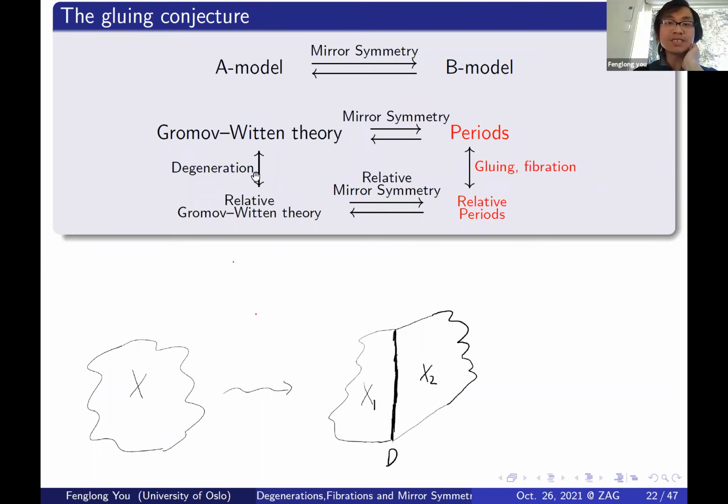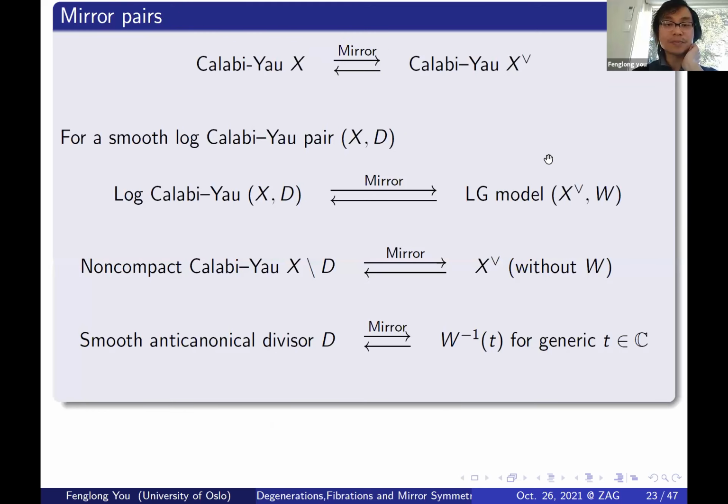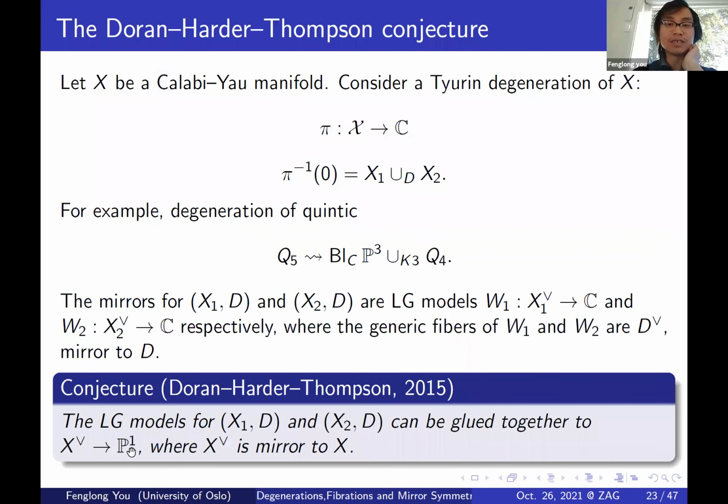So if we have a degeneration on one side, we have a fibration on the other side. If we have this kind of degeneration, it's called a type II degeneration. The central fiber has two irreducible components, then the mirror will have a P1 fibration. So that's the relation between degeneration and fibration that they conjectured.